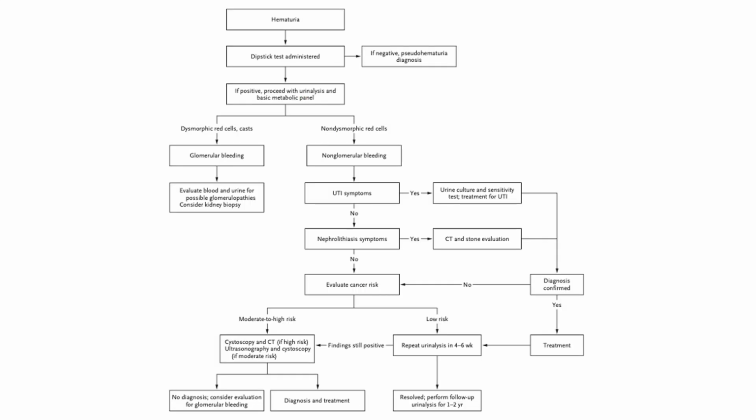All right, here is a nice diagram that shows you the systematic approach to evaluating hematuria. It's from the New England Journal of Medicine. Sorry that the text is so small, but the first step, like we talked about, is getting your dipstick. The next step is getting your urinalysis with microscopy and a basic metabolic panel so you can evaluate what their GFR is. If it's dysmorphic red cells, like on the left, you're going to do a glomerular workup. And if it's non-dysmorphic red cells on the right, you're thinking this is non-glomerular bleeding. The first thing that you want to evaluate for in that case would be a urinary tract infection, because that's the most common cause.